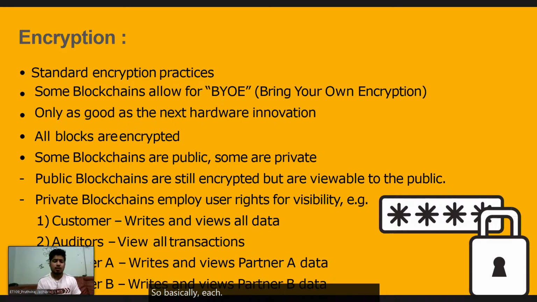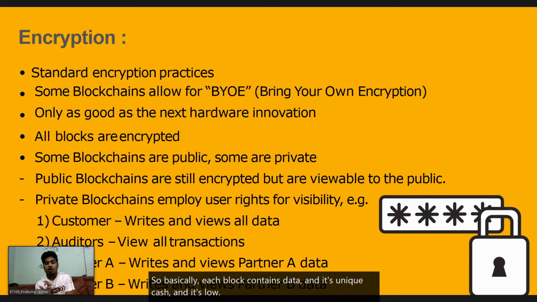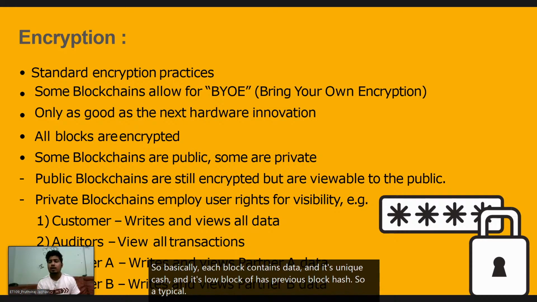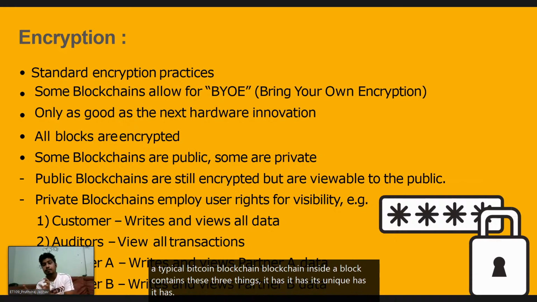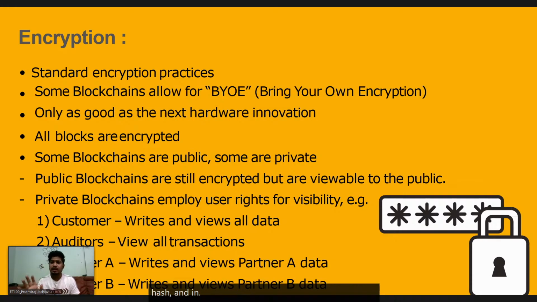So basically each block contains data, its unique hash, and the previous block's hash. A typical Bitcoin blockchain block contains these three things: its unique hash, the previous block's hash, and the data. Every blockchain has some different things, but the Bitcoin blockchain contains these three things.